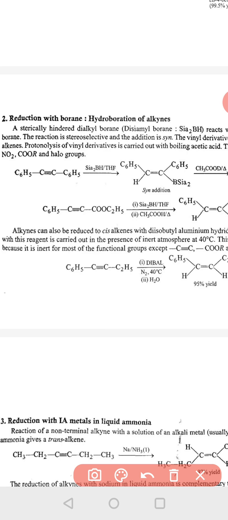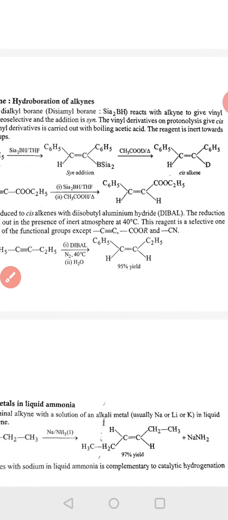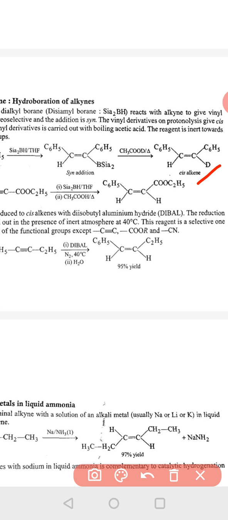In the first step, this alkyne is reduced in presence of this sterically hindered dialkyl borane, that is diacetyl borane, and we get a syn addition vinyl derivative. This vinyl derivative is then made to undergo protonolysis by boiling with acetic acid, and we get a cis product, cis alkene.